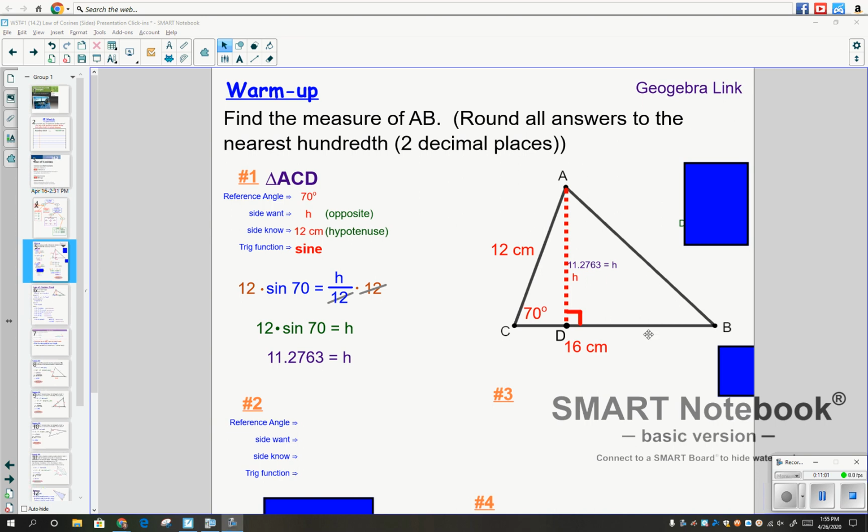The problem with the triangle on the right is I don't know a reference angle. I only know one side. Well, my next course of action is I'm still going to look at triangle ACD. And what I want to do is find the measure of CD. Okay? I want to call that X. I want to find that measure.